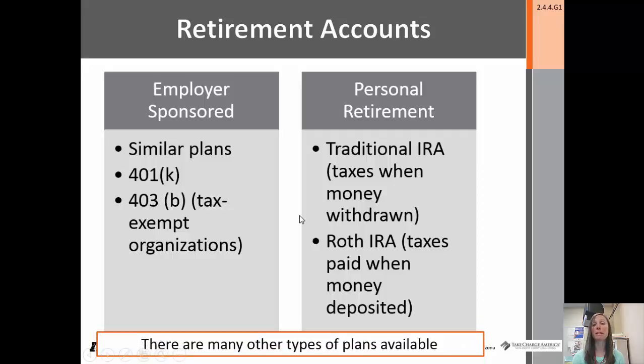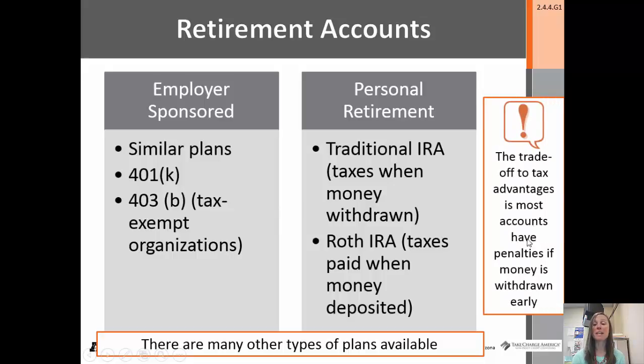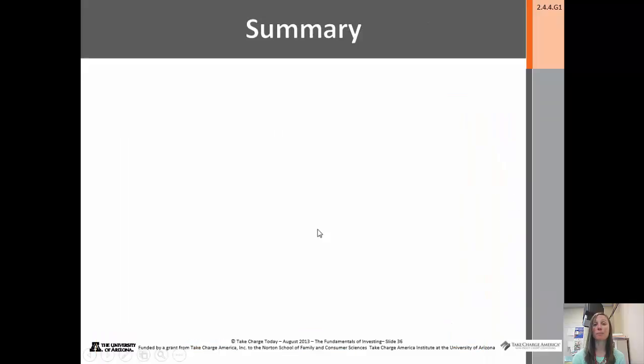And there are lots of other plans. These are just a few examples of ways you can put your money. You're going to put your money into mutual funds, usually in these instances. The trade-off to tax advantages is that most accounts have penalties if the money is withdrawn early.